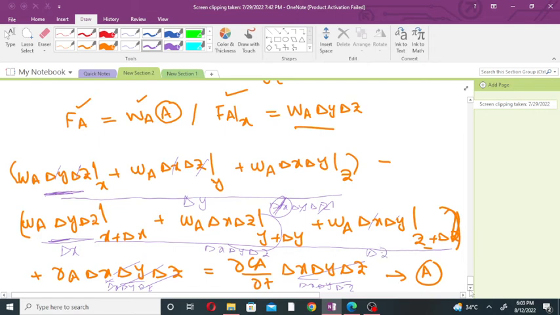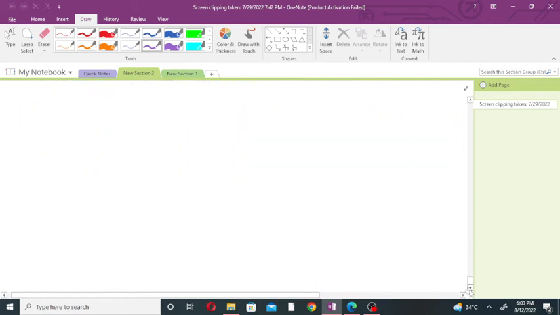So after simplification, this was W_A y z at the x position as input, minus W_A y z at the x plus delta x position.